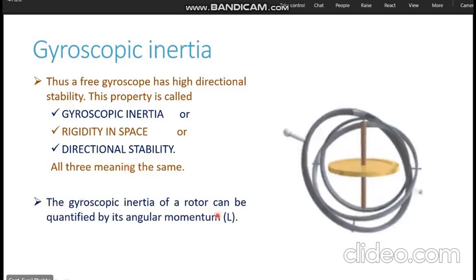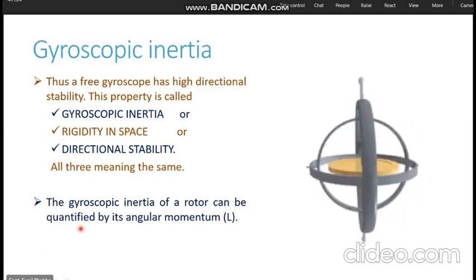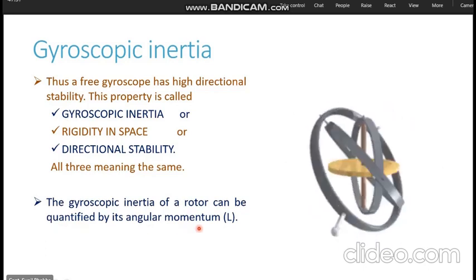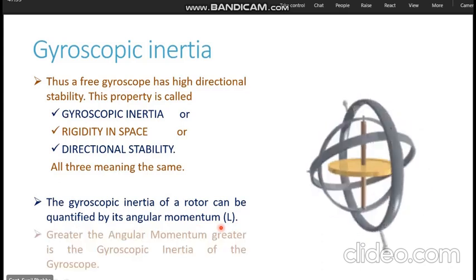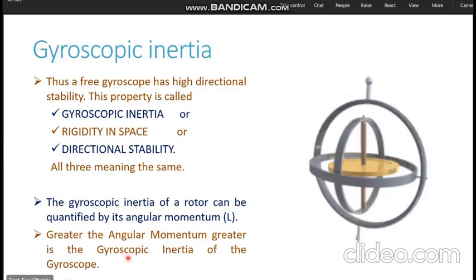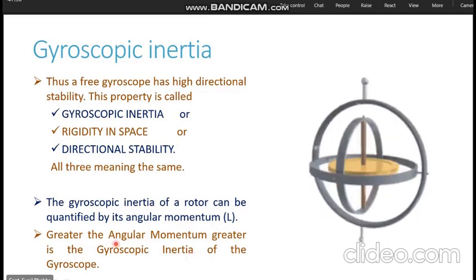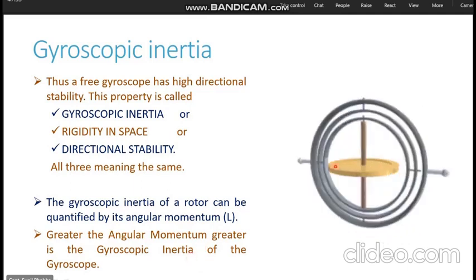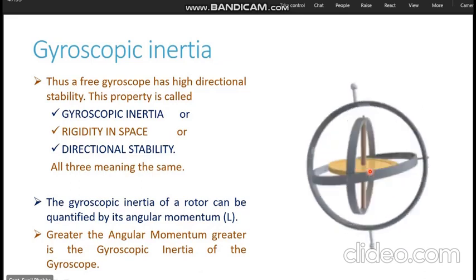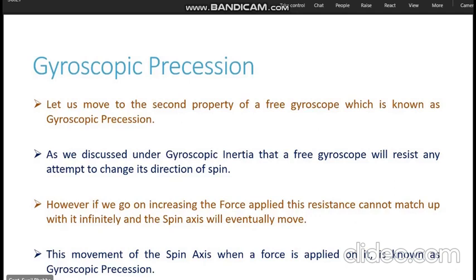The gyroscopic inertia of a rotor can be quantified. How much is the gyroscopic inertia of a particular rotor? It depends on its angular momentum. The greater the angular momentum of a rotor, the greater will be the gyroscopic inertia exhibited by the gyroscope. The angular momentum depends upon the mass of the rotor and the distribution of the mass. So the quantity, how much the spin axis moves when a force is applied on it, is known as gyroscopic precession.